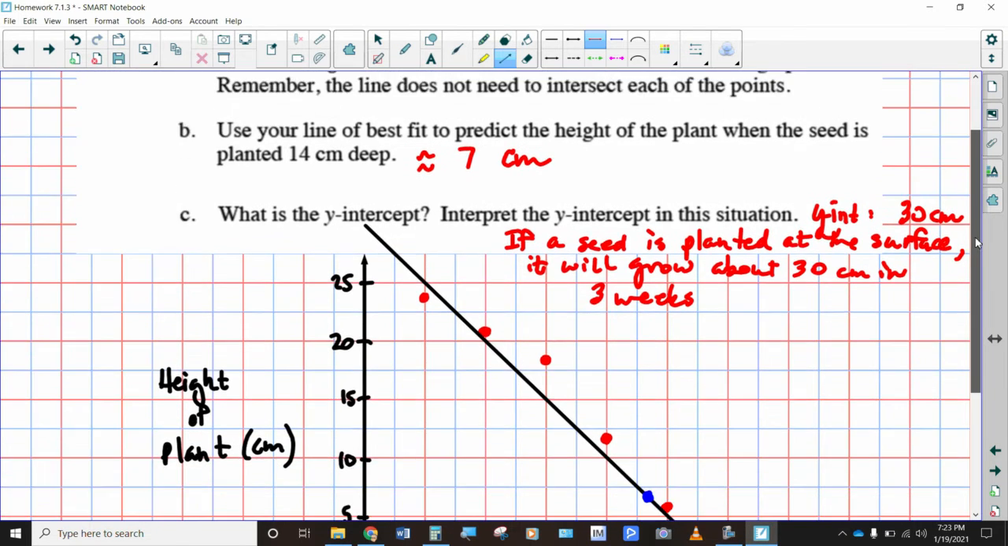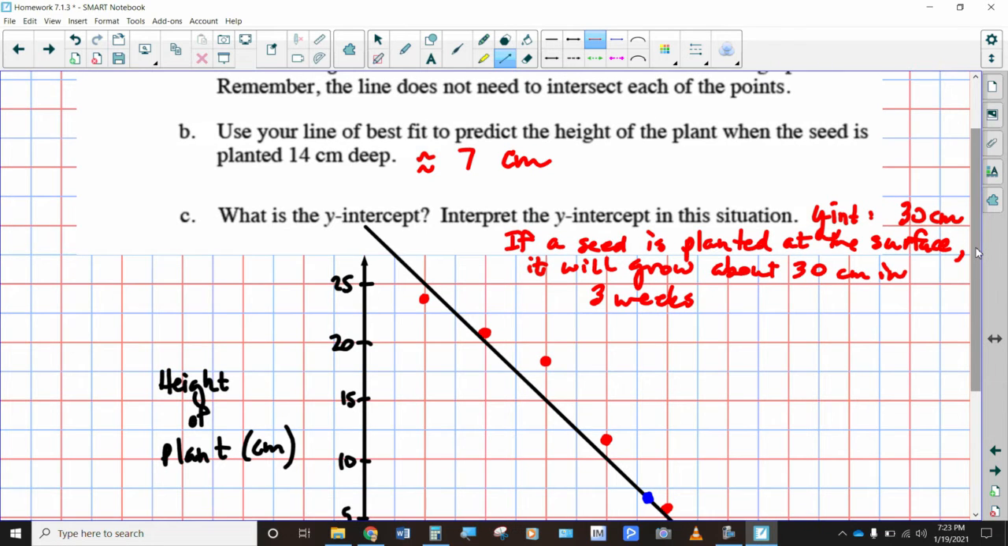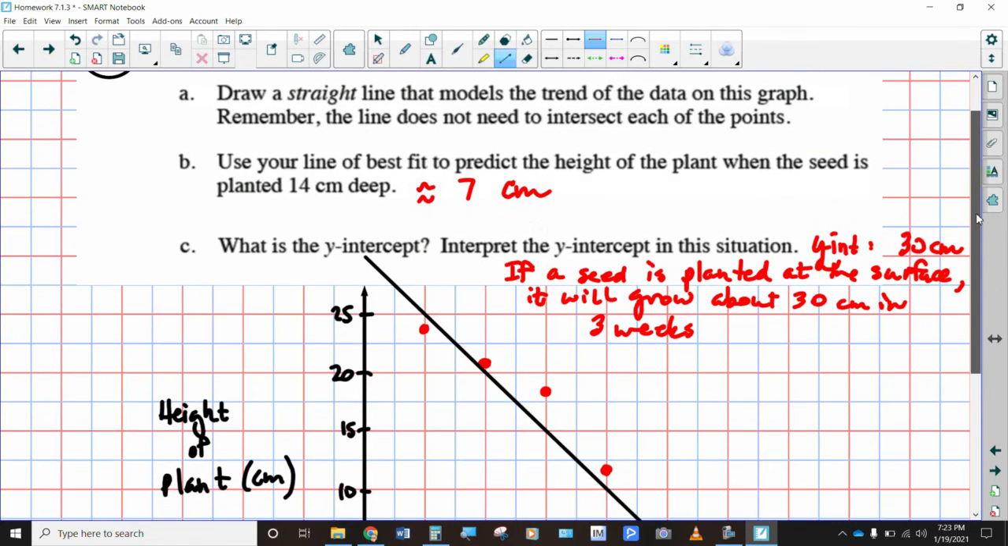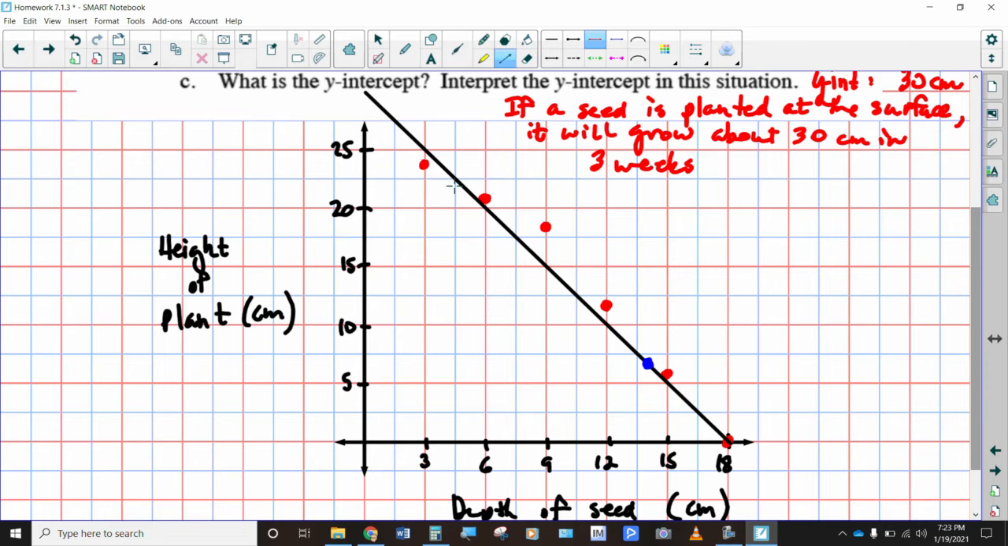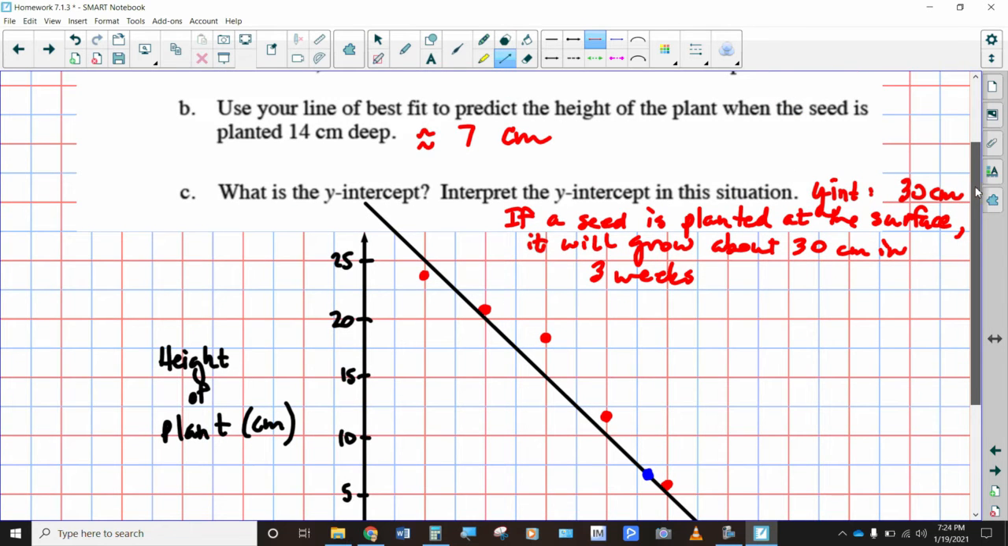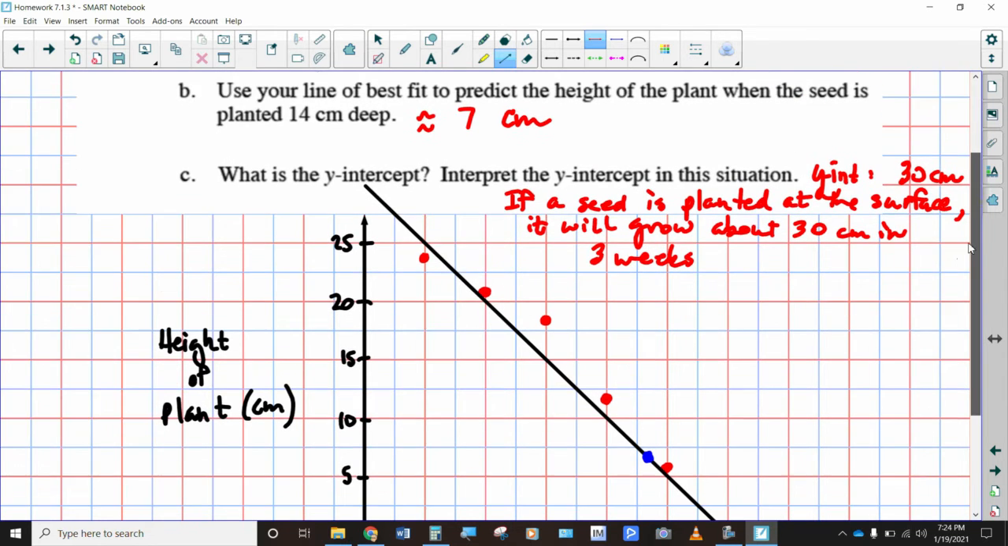This was about the plants, and you were to plant the seed, and what we were doing was trying to find out the different variables, how they affected the growth of the plant, okay? And so for this particular problem, here would be the data, right? And so you can clearly see there's a negative association to that data, and it's a pretty strong association too, right? Those points come really, really close to the line of best fit. And so it says you use your line of best fit to predict the height of the plant when the seed is planted 14 centimeters deep.